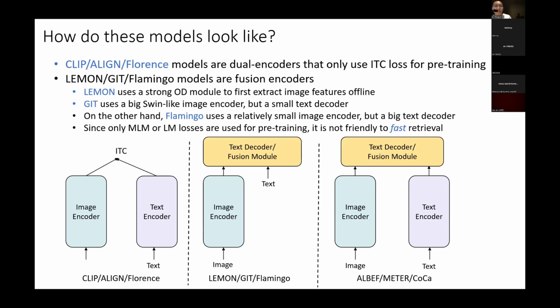Since only MLM and LM loss are used for pre-training in LEMON, GIT, or Flamingo, it is not friendly to fast retrieval. Because if you want to do fast retrieval, we want to use a CLIP-like model, right, using the ITC loss.